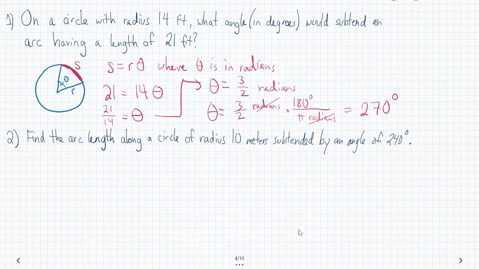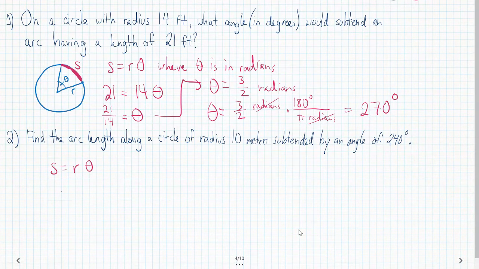Questions on that? Okie dokie. So let's find the arc length along a circle of radius 10 meters subtended by an angle of 240 degrees. So how do we do this? Well, once again, we're going to use S equals R theta.